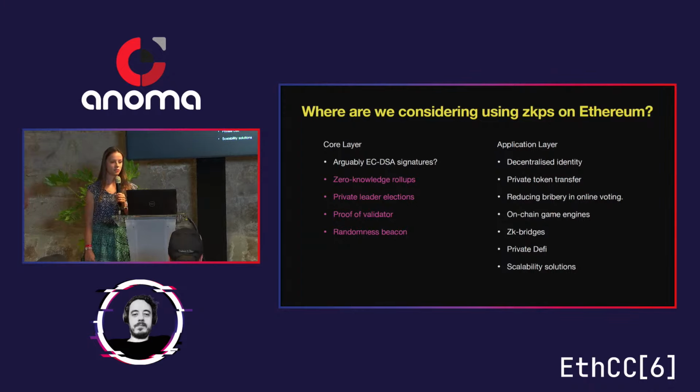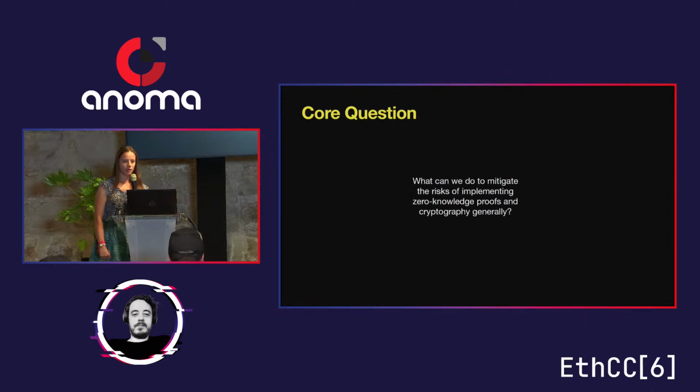There are a number of situations where we are considering using zero-knowledge proofs at the core layer, absolutely including roll-ups, private leader elections, proof of validator, inside the randomness beacon. There's a bunch of different places. One of these reasons is that I'm on the cryptography research team, and when they come up to me and ask, do you have a solution? I only have one solution: use zero knowledge, and if that doesn't work, then I'm kind of out of ideas. So when they come back to me and say, but this is really complicated, I've got a real problem. So really the core question of this workshop is going to be, what can we do to mitigate the risks of implementing zero-knowledge proofs and cryptography generally?